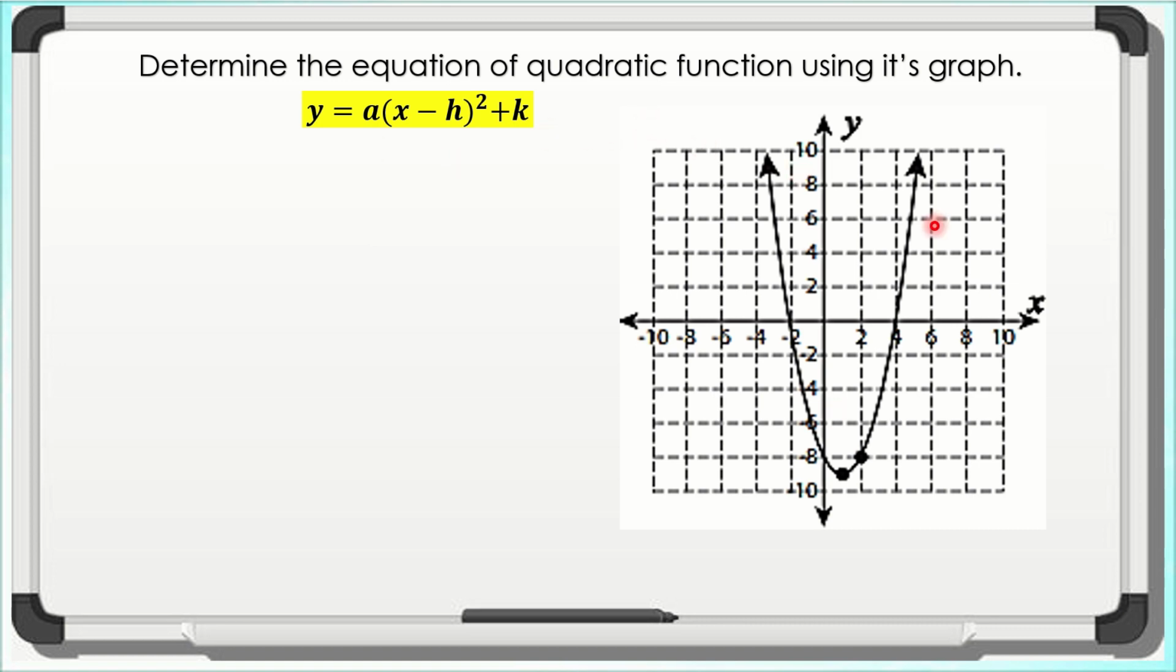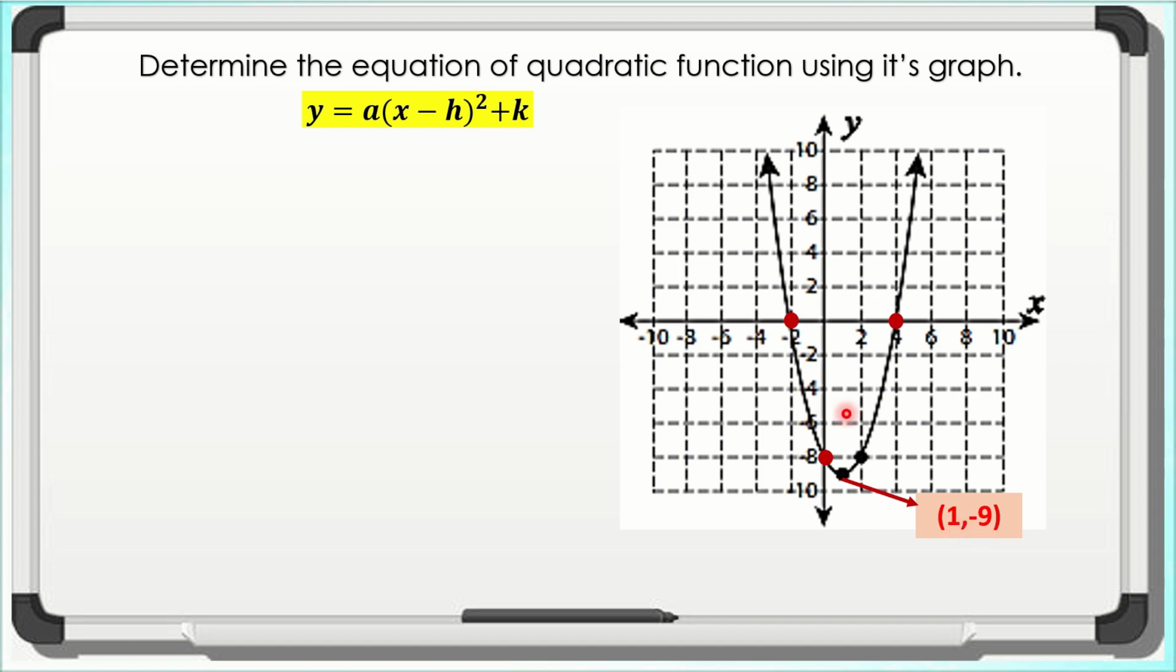So from here, we will be using any point from the given parabola aside from the vertex. So you may choose any point that you want. So for now, let us find the vertex of this graph. The vertex or the turning point of this parabola is at point (1, -9).